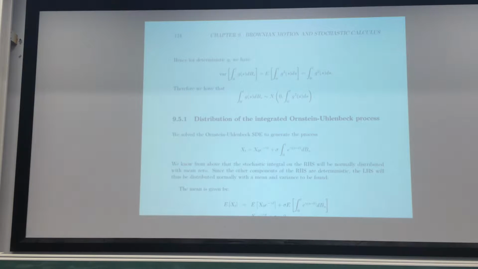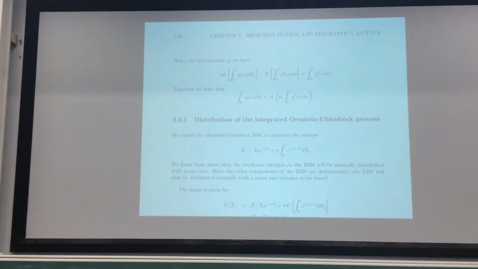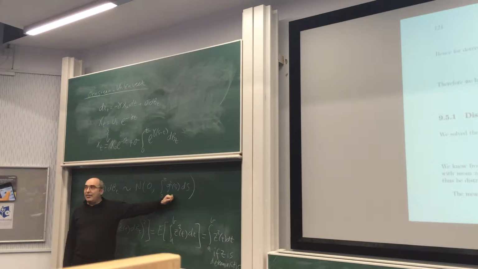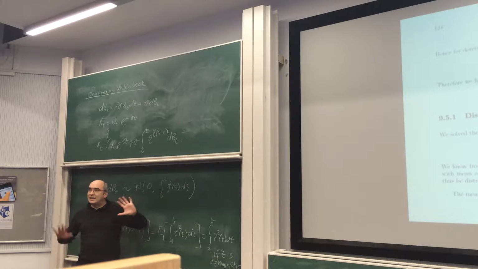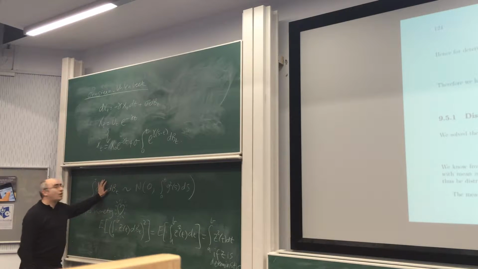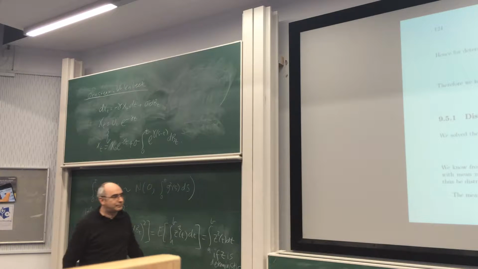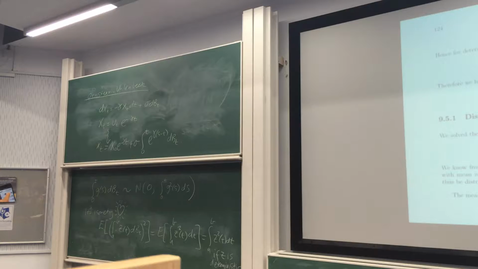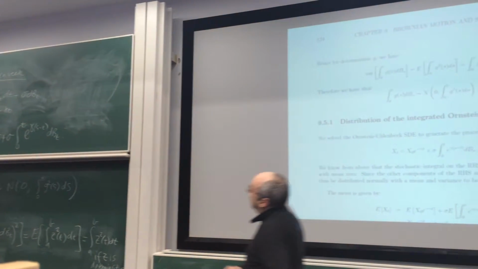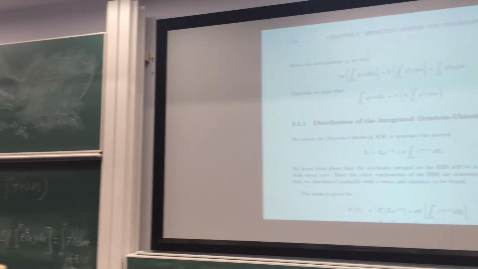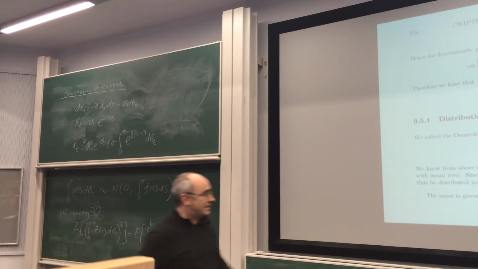So there's a comma there, which means that whenever you've got an integral of this type, it's just a very snazzy way of saying this is a normally distributed variable with mean 0 and that variance. Okay? So that basically turns gobbledygook into something that we can understand. Okay? Right. So we can use this now to work out what the distribution of the integrated Ornstein-Uhlenbeck process is.